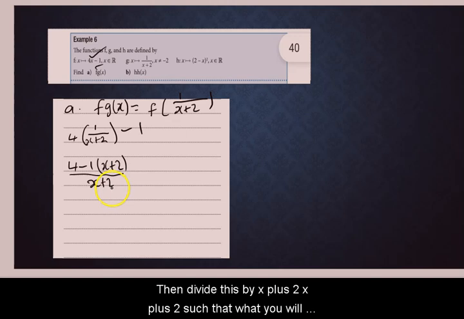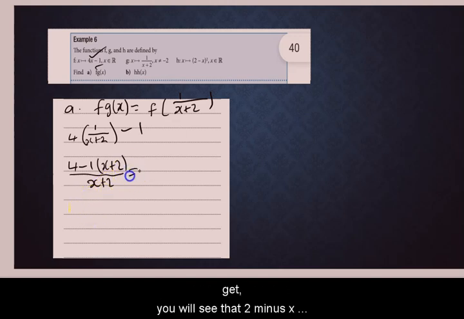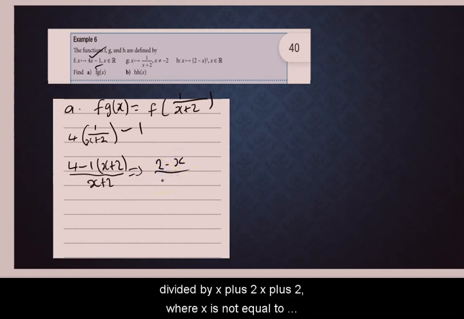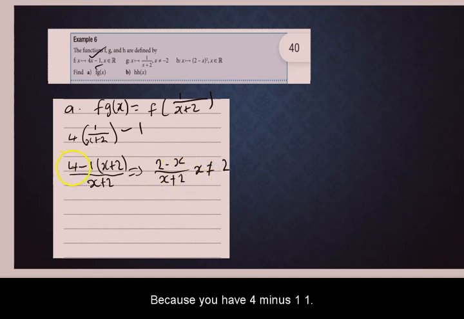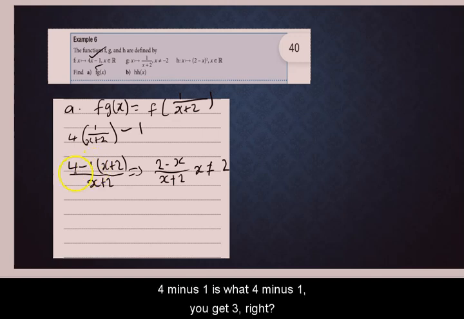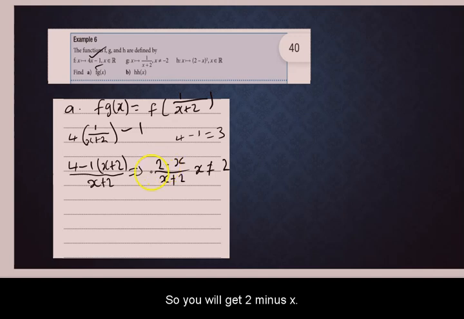X plus 2, such that what you will get, you will see that (2 minus x) divided by (x plus 2), where x is not equal to negative 2 as indicated earlier on. Because you have 4 minus 1. 4 minus 1 is what? 4 minus 1, you get 3. Right. And then we have our 3. But you have our x. So you will get 2 minus x.